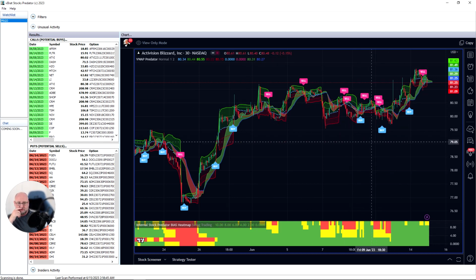Sell signals seem to fizzle out, but again, you don't take sell signals when the bias depth heat map is all green. Okay, that's your go, no-go gauge.